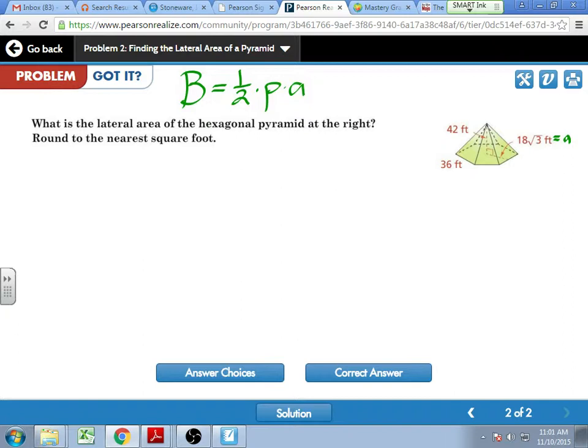So we now are solving this shape, a hexagonal pyramid. Oh, we don't have that yet. What do you mean you don't have that yet? You have to find it because you know the vertical height, right? And you know the apothem. Yep.